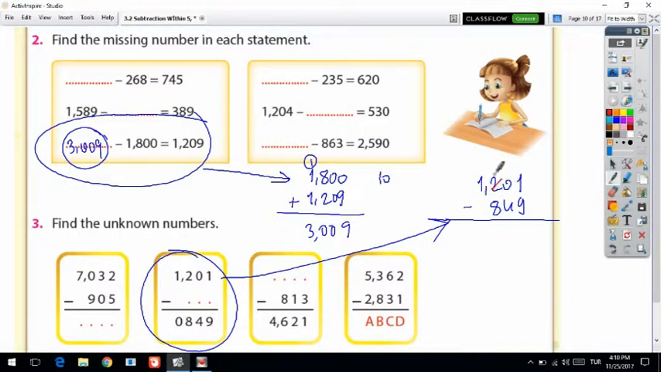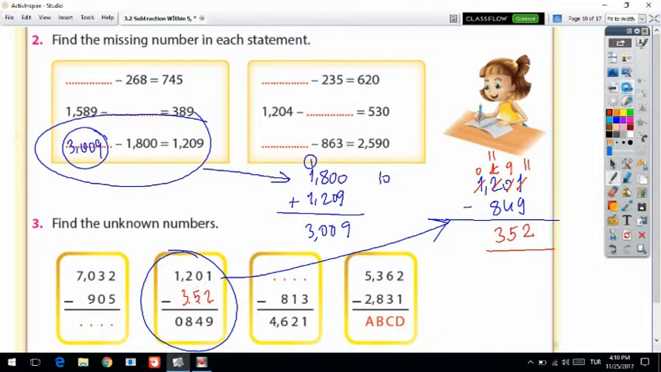So what do you do? You have to make it 1, then you have to make it 9, then you have to make it 11. 11 minus 9 is equal to 2. 9 minus 4 is equal to 5. Then 1 minus 8 is equal to, we cannot. So if you cannot, what do you do? There is 0, there is 11. 11 minus 8 is equal to 3. Your answer is 352. Now I write here.